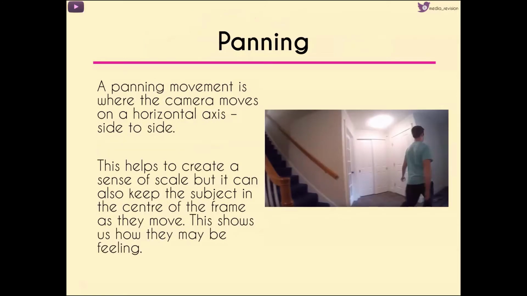Okay, so we're on to our camera movements now. So you're going to want to check out the video that's in the description box below. A panning movement is where the camera moves on a horizontal axis, so from side to side. So this helps to create a sense of scale, but it can also keep the subject in the centre of the frame as they move, so we get a better understanding of how they're feeling at the time.